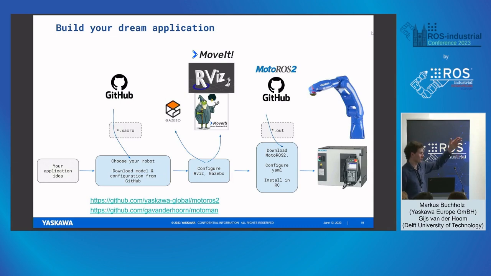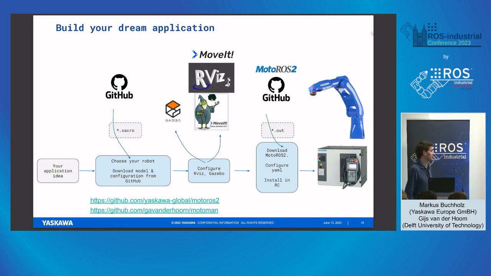So here's a summary. We can sum up how it is done. So you have your dream application, your dream application idea. You just choose your favorite robot. Go to the GitHub.